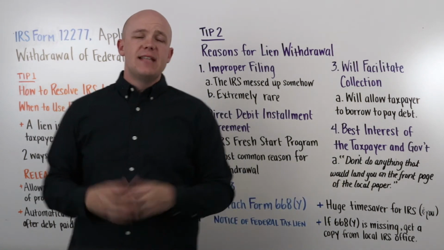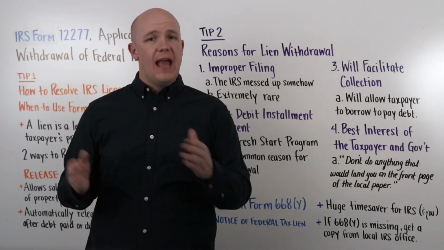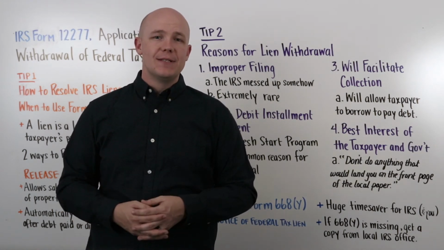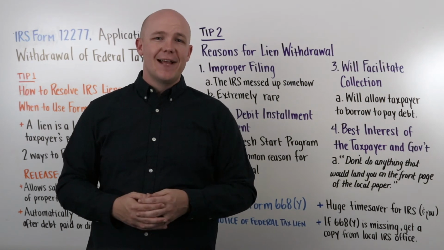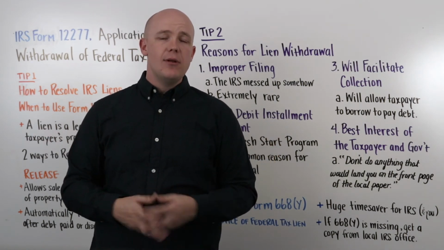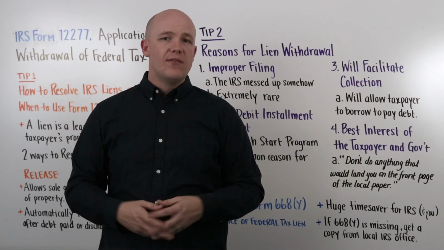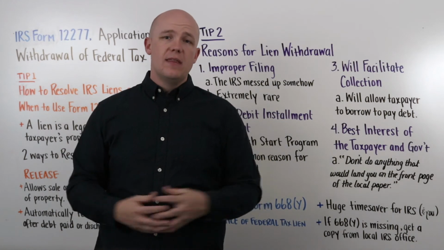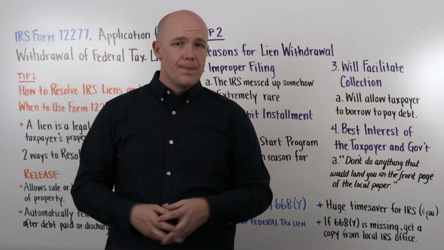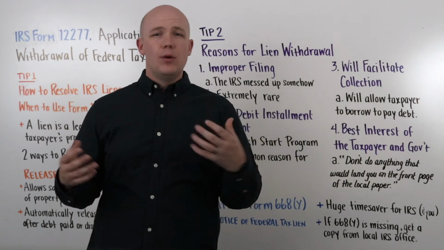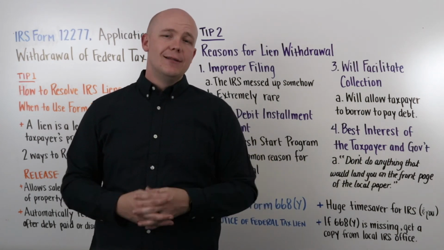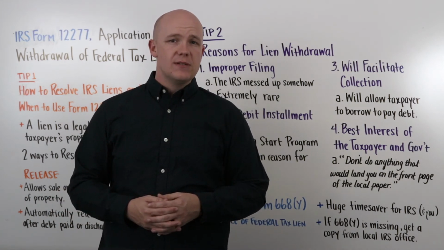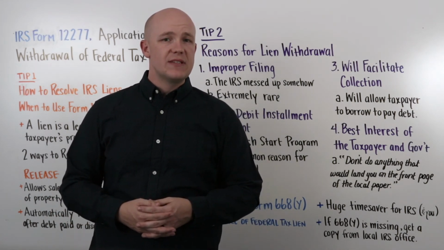Number 4, the taxpayer or the taxpayer advocate acting on behalf of the taxpayer believes withdrawal is in the best interest of the taxpayer and the government. This option is hard to quantify exactly because best interest is hard to nail down, but according to a former IRS revenue officer who now works at Canopy, the advice commonly given at the IRS was, don't do anything that would land you on the front page of the local paper. Basically, the IRS doesn't want to get caught putting a lien on the house of a 90-year-old widow living on Social Security. If you feel you've got a situation you think merits special considerations, check this box on Form 12277.